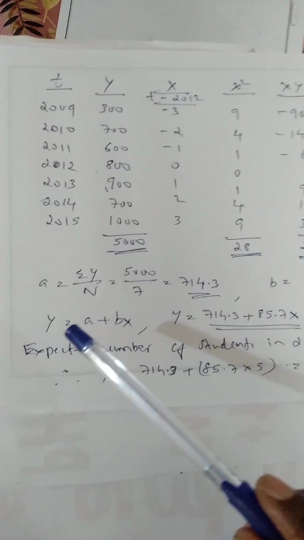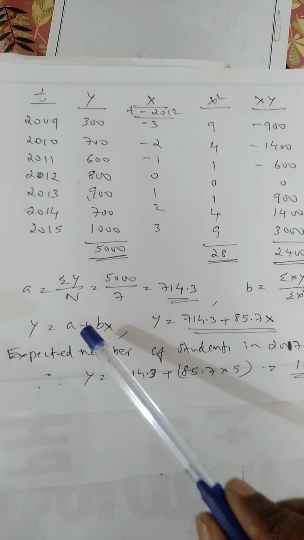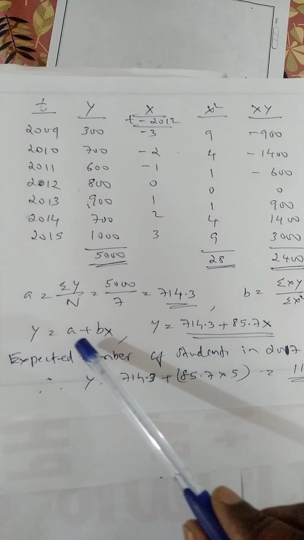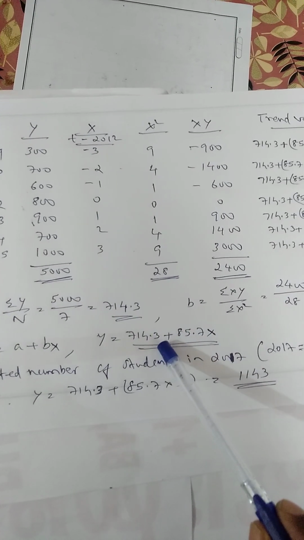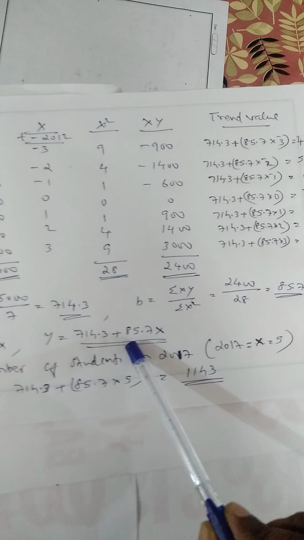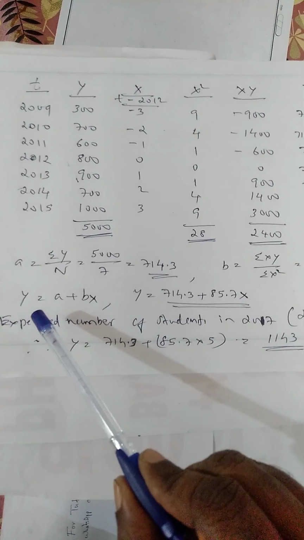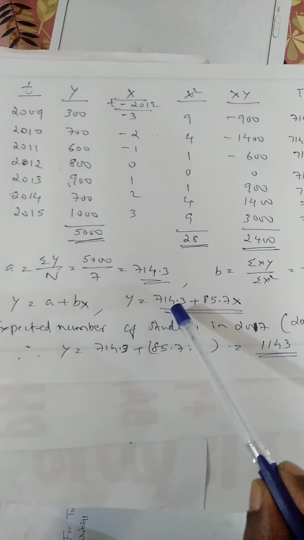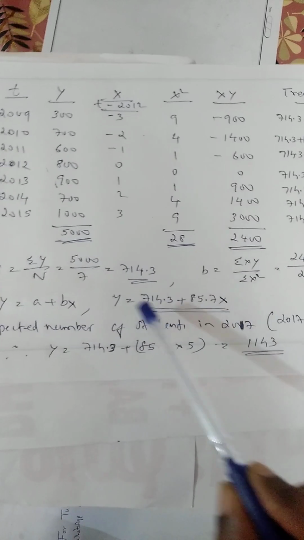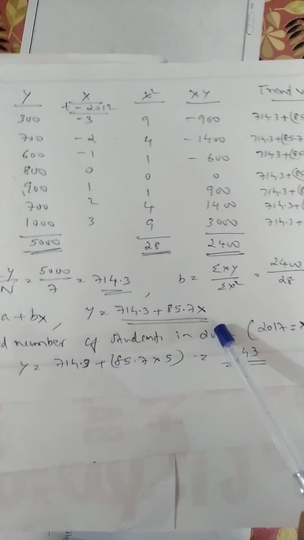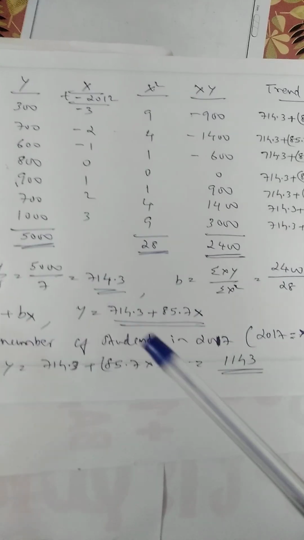Now what is the trend equation? Y is equal to A plus bx. We are replacing A and B by their values. Y is equal to 714.3 plus B value 85.7 x. Y is equal to the value of A 714.3 plus the value of B 85.7 x. This is the trend equation. If in the question it is asked to fit a straight line trend equation, then this is the answer.